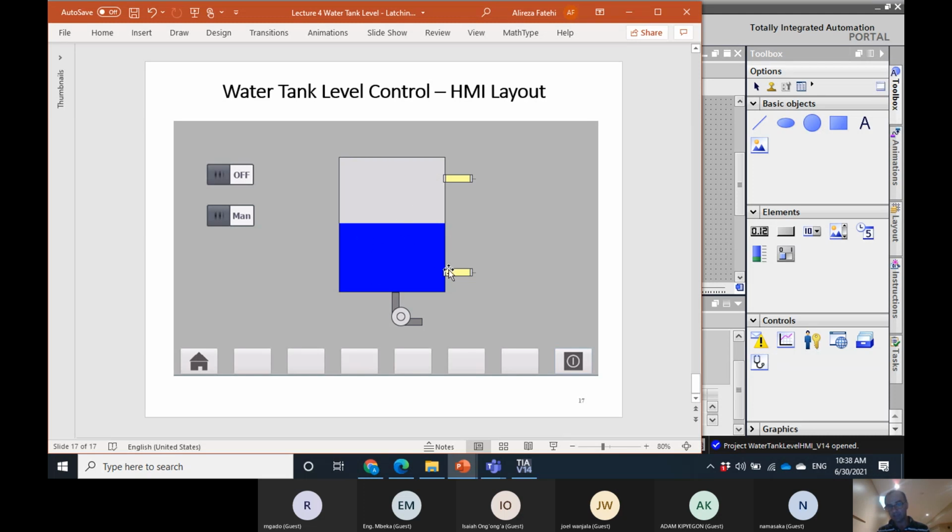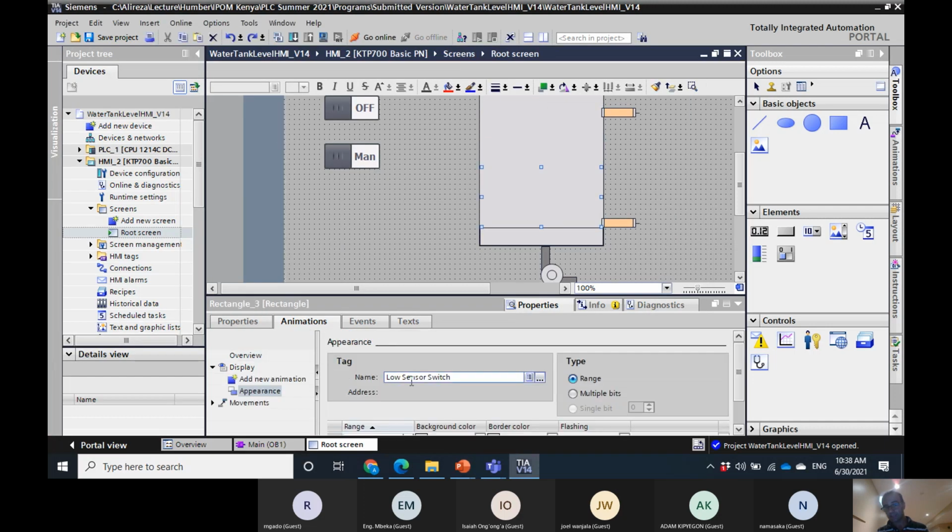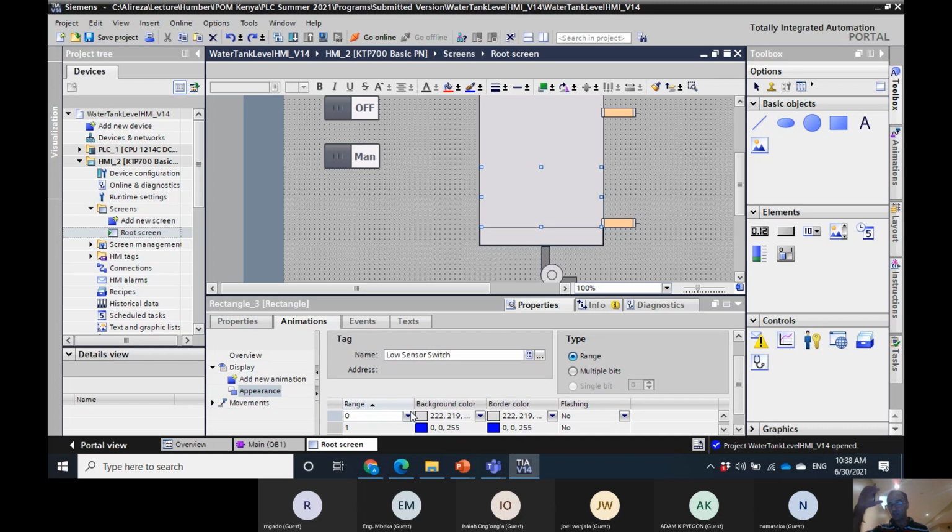But there's another box here, connected to the low sensor switch. If the level is lower than the low sensor switch, it means the low sensor switch is 0, then the color of this is gray. You don't see it because the level is lower than low. But if the level is more than the low sensor switch, the color of this box becomes blue. And as a result, it looks like this.